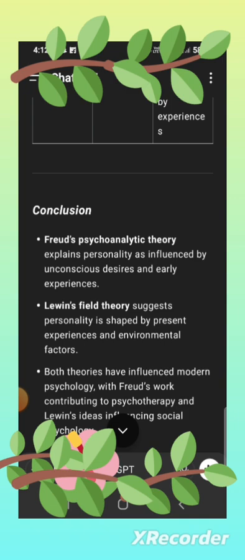So, in conclusion, Freud's psychoanalytic theory explains personality as shaped by unconscious conflicts, early experiences, and instinctual drives. It introduced concepts like the ego, superego, and defense mechanisms, but has been criticized for its lack of scientific evidence. Lewin's field theory views personality as dynamic and influenced by current experience and environmental factors. It is more flexible and emphasizes the importance of social context in shaping personality.